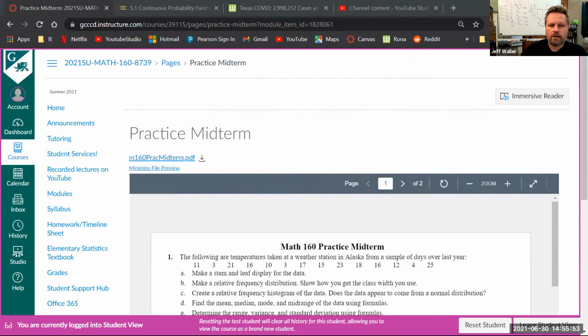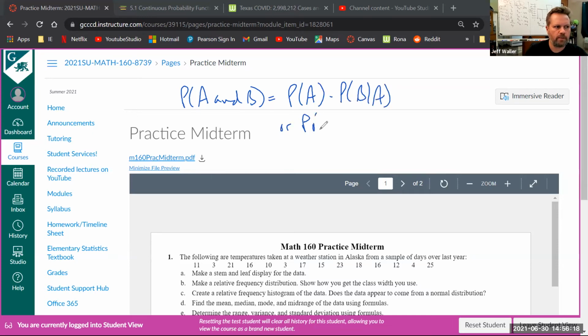So, no matter what, this is why I wanted to make this exactly like this. Don't ask me, what about this? No, no. No matter what, this is the formula for probability of A and B, right? You hear me? No matter what, this is the formula for it. Probability of A times probability of B given A, or probability of B times probability of A given B.